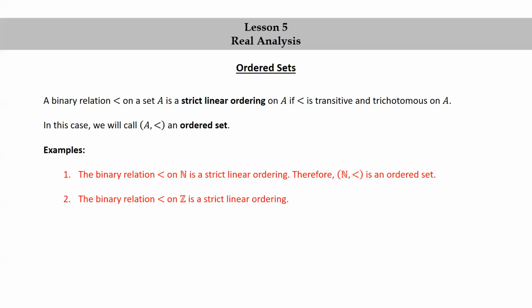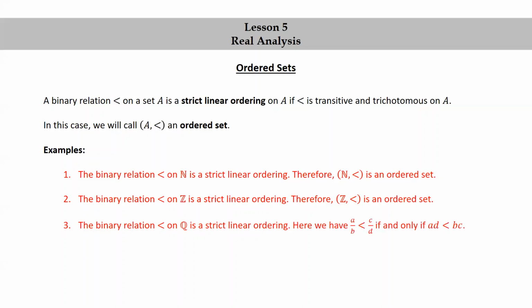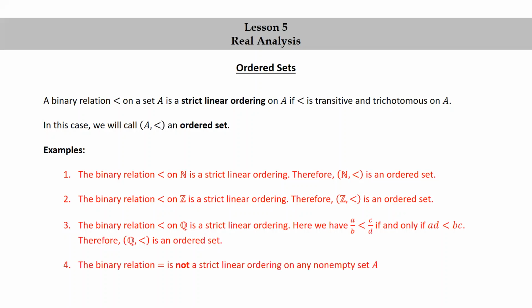The binary relation less than on Z is a strict linear ordering. Therefore, (Z, <) is an ordered set. The binary relation less than on Q is a strict linear ordering. Here we have A over B less than C over D if and only if AD is less than BC. Therefore, (Q, <) is an ordered set. The binary relation equals is not a strict linear ordering on any non-empty set A because it is not trichotomous on A. Therefore, (A, =) is not an ordered set.